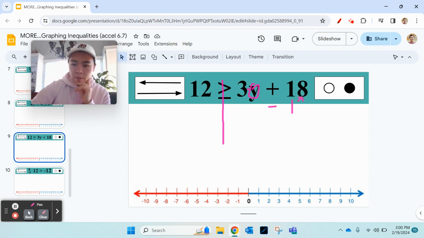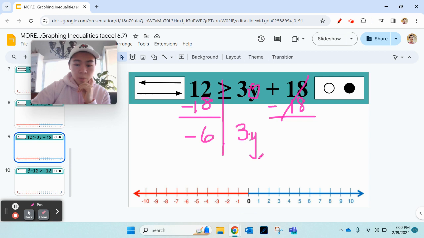Going to get rid of this 18 first by subtracting 18 on both sides. 12 minus 18, you're taking away more than you have, so this is going to be a -6. And a 3y over here. This is multiplication, so I'm going to divide using my fraction. We're going to divide by 3, because that is the opposite of times 3. Okay, and then you're left with, let me draw my symbol down here, y on the right. -6 divided by 3 is a -2.